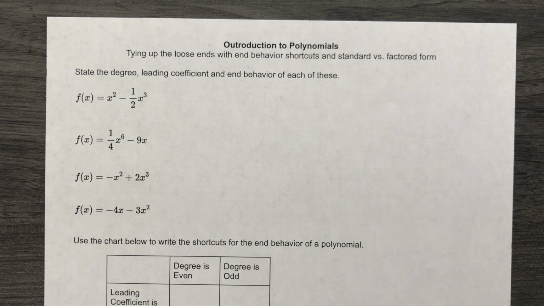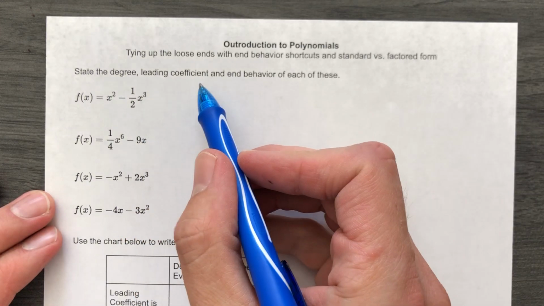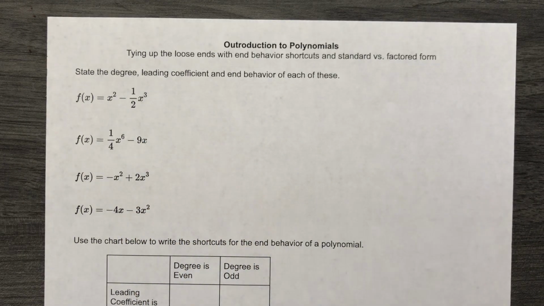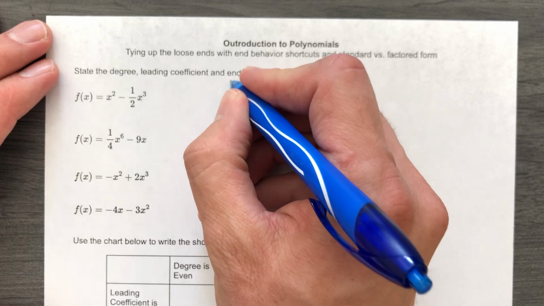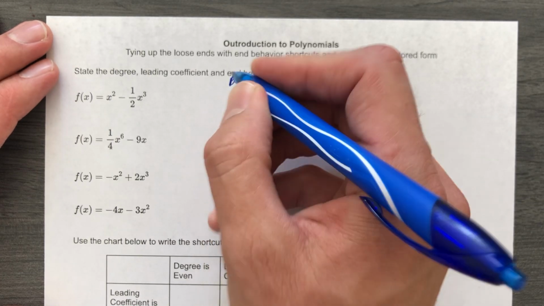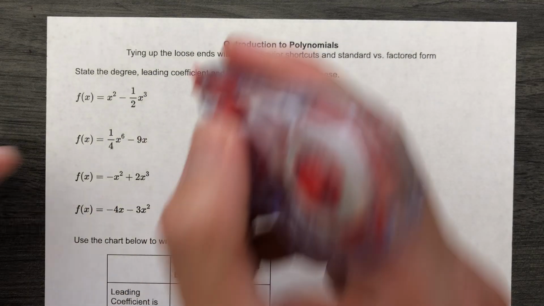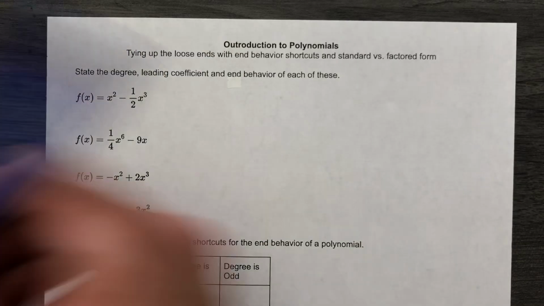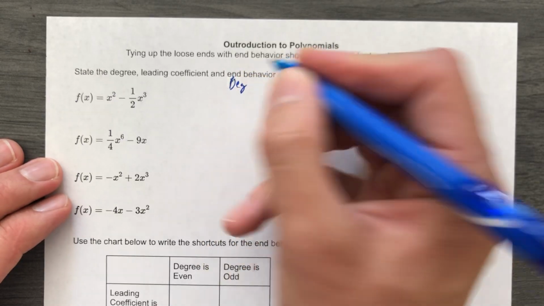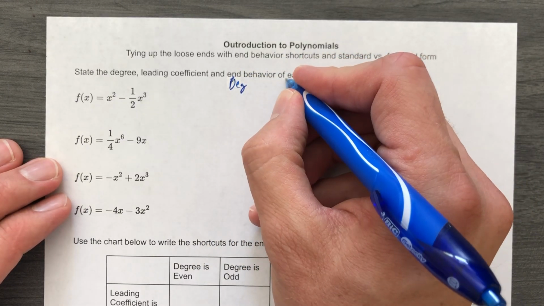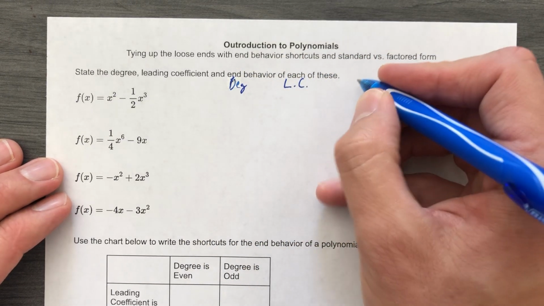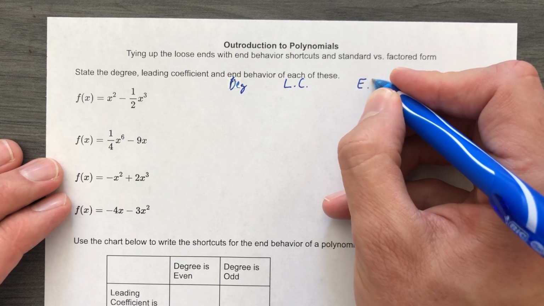So let's use a blue pen. State the degree, leading coefficient, and end behavior for each of these. Now, I'm just going to make a little chart. We're going to say we have a degree. Let's try to make that look a little neater. Degree, that looks neater. Leading coefficient and end behavior.